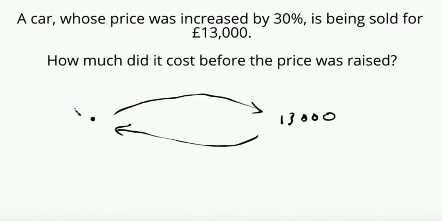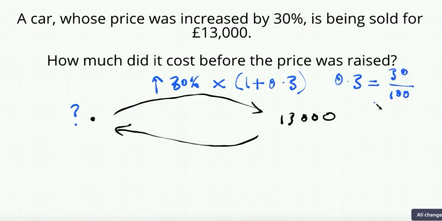In this situation, we had a price initially, it was raised by 30%, now we have 13,000. If it was raised by 30%, it means it must have been multiplied by 1 plus 0.3. As mentioned previously, it is 0.3 because we divide 30 by 100. So we had an original price multiplied by 1.3 to give us 13,000. To get back the original price, all we do is the opposite, which is divide by 1.3.